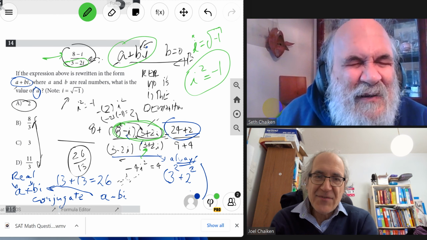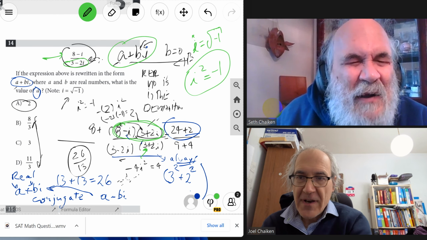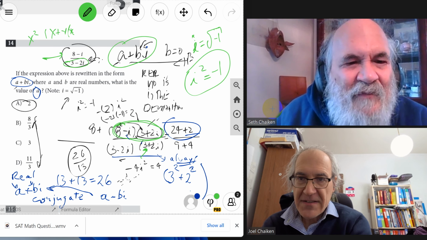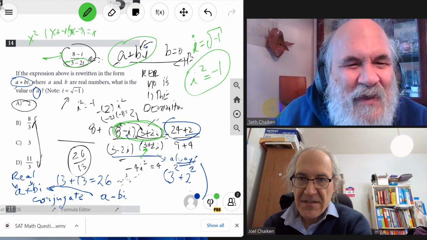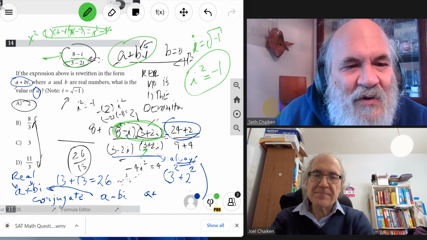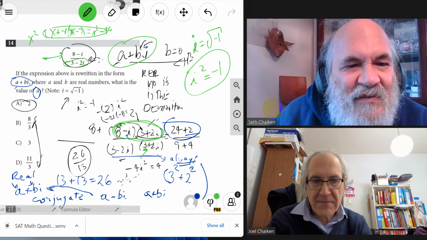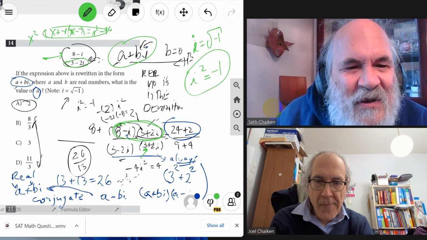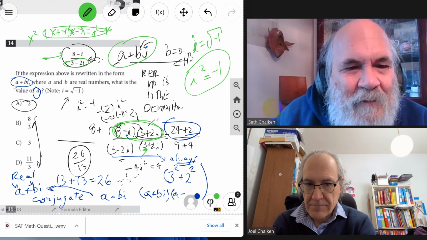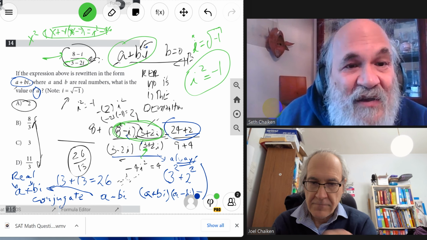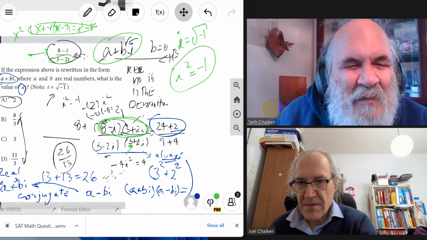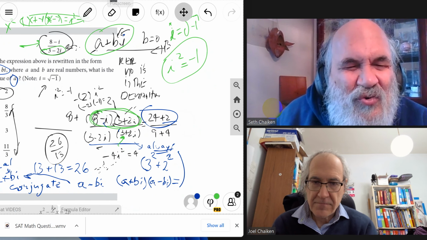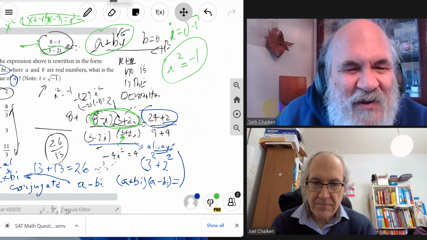It's almost like a difference of two perfect squares, where you do x plus 7 and x minus 7. That's equal to x squared minus 49. It's similar, and the middle terms cancel. So what Joel's saying is that a complex number times its conjugate is always the sum of the squares of the two real parts.